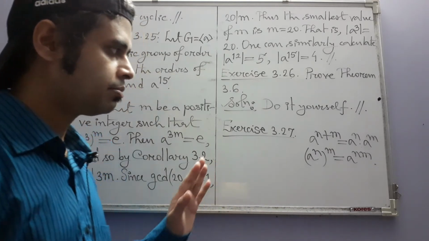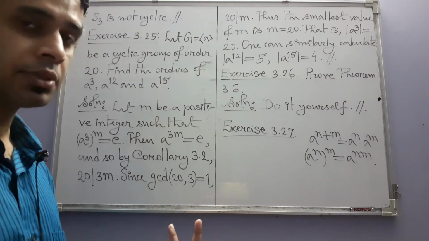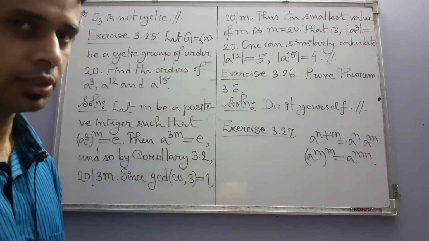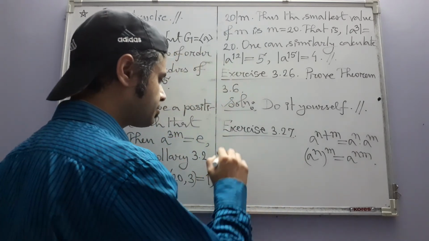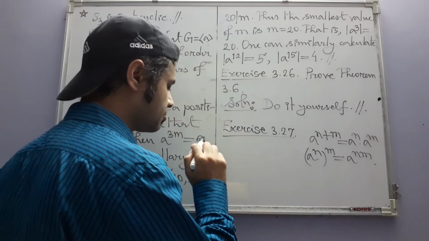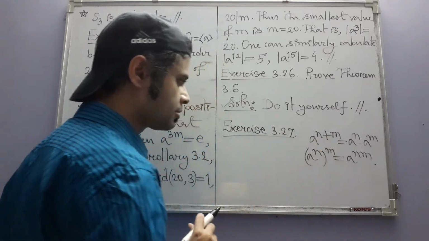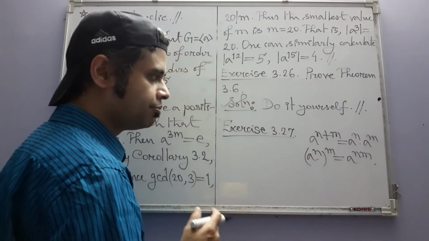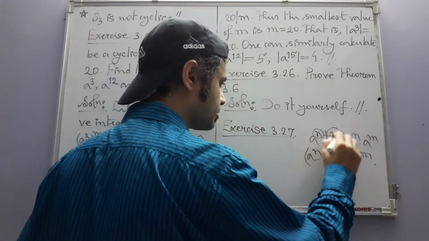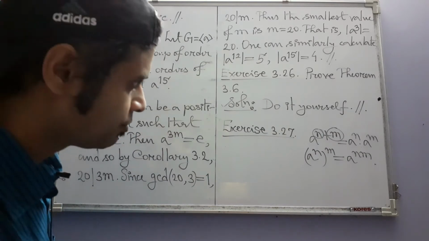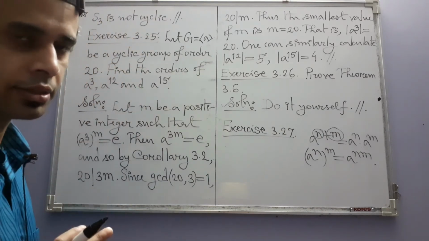Where n and m are any integers. So any one of them can be negative, or both of them can be negative. First, you try to argue that these equations are trivially true if at least one of these two integers is 0. If n is 0 and m is any integer, then it is trivially true.